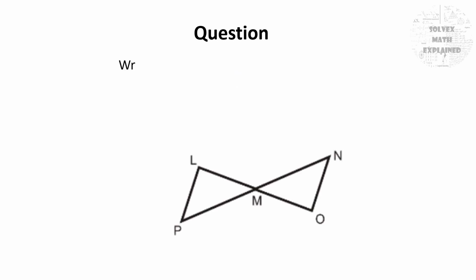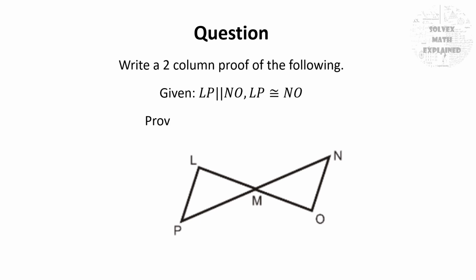In this question, we need a two-column proof of the following. Given, side LP is parallel to side NO, and side LP is congruent to side NO. That means LP and NO are equal. We need to prove that M is the midpoint of PN.